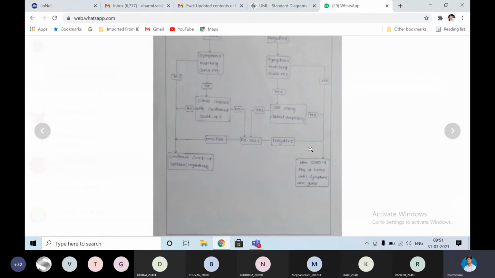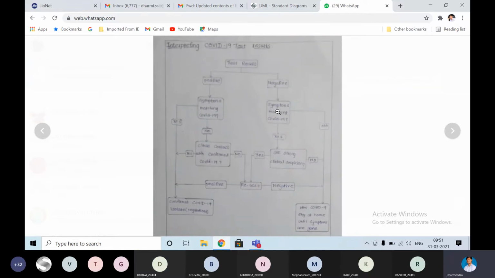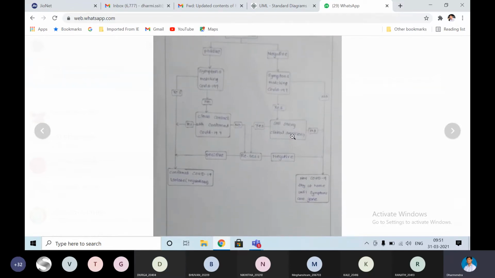Okay, nice. Okay, you have an idea about this symptoms matching. So based on your own idea, you can draw, no problem.